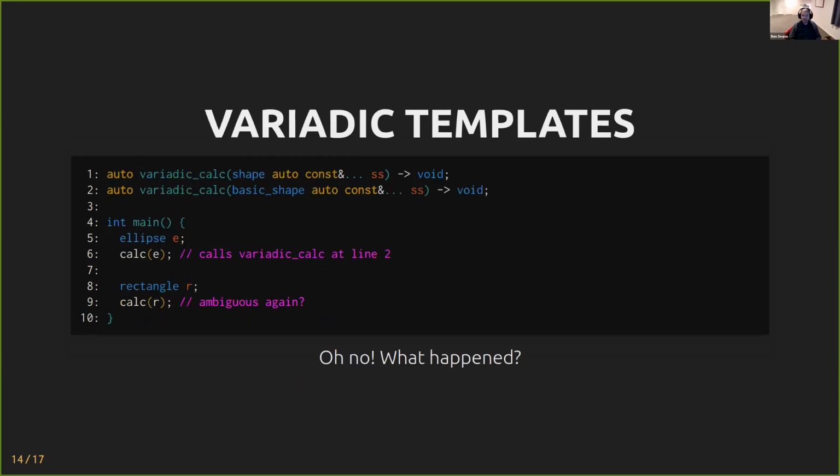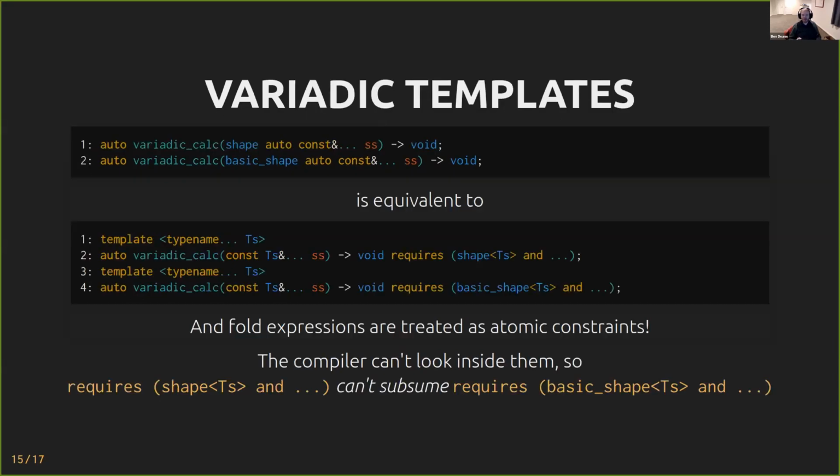Then at some point, we want to do a variadic calculation. One of them takes a bunch of shapes and the other takes a bunch of basic shapes. And at that point, it breaks again. If these were not variadic, it works and it's fine because we now know that shape subsumes basic shape. But when we make them variadic, somehow the compiler is confused again. So the question is, what happened? Well, what happened was this ended up being basically equivalent to something like this.